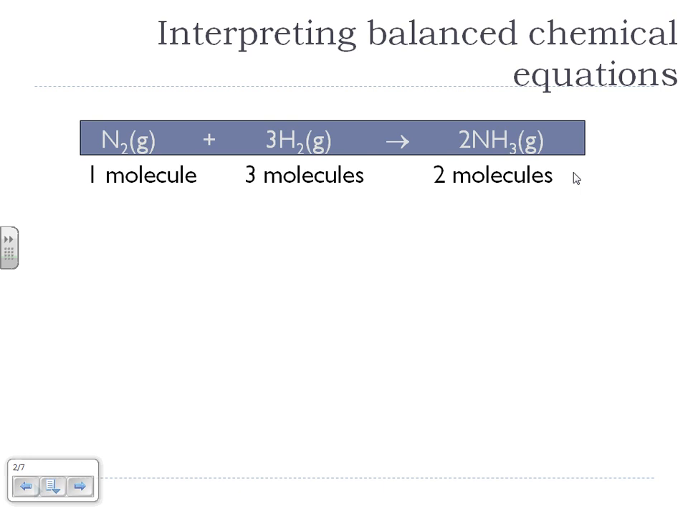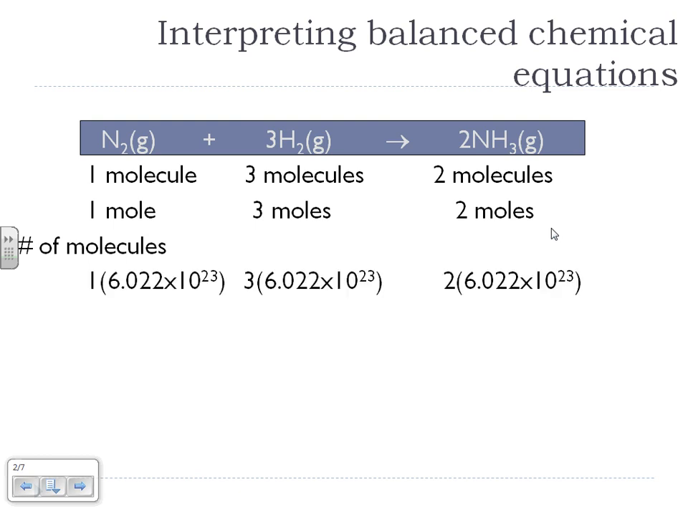So we can actually take that and expand it out to moles, okay? So it also means that if I've got 1 mole of nitrogen and 3 moles of hydrogen gas, I will make 2 moles of ammonia. So have a look at this. If we look at the number of molecules, this is sort of to explain it a little bit better. I'm showing you how this works, okay?